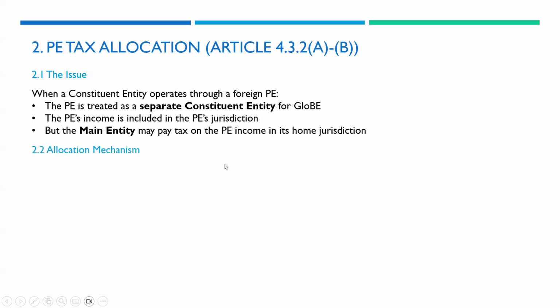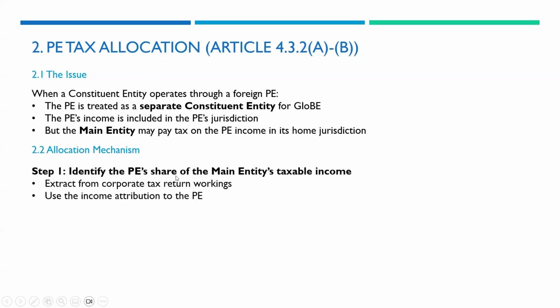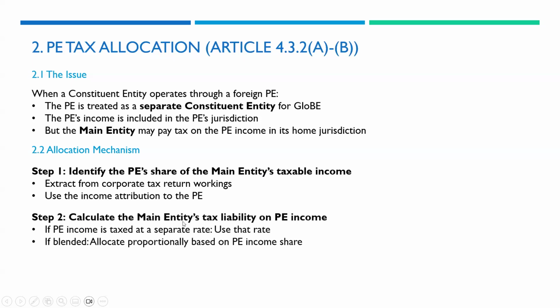Okay, so what is the allocation mechanism? How would I allocate the tax of a PE from the main entity to its PE? First thing is to identify the PE's share of the main entity's taxable income. So in my tax return, what is the share of PE income that I'm including in my taxable income? That is something I extract from the corporate tax return and use for the income attribution to the PE. Now calculate the main entity's tax liability. Okay, this income is included in my tax return, so how much taxes am I paying on it?